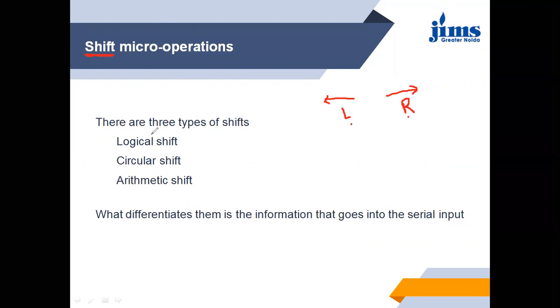So basically there are three shift operations. First one is logical shift, second one is circular shift, and third one is arithmetic shift. These three are most important because these operations are performed when we have to find the values of different operations, or when we have to perform many operations on the content of a register. So we will discuss logical shift, circular shift, and arithmetic shift.